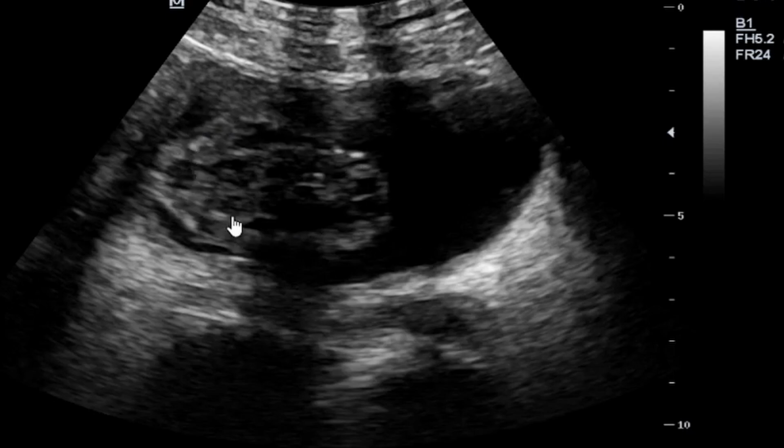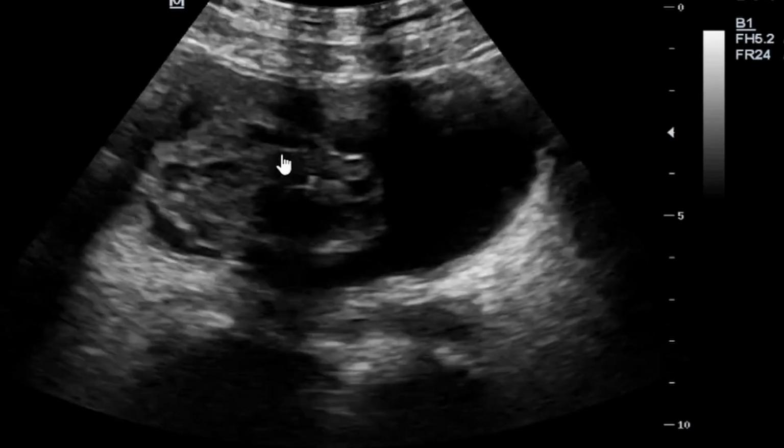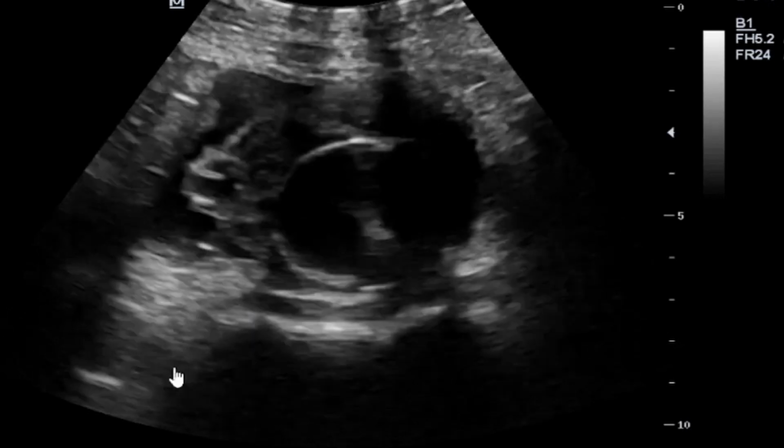So this lesion that you can see here was forming around the catheter bulb. You can see the catheter bulb that we have here, and you can see that this lesion is forming around it. This lesion has no direct communication with the walls of our urinary bladder, as you can appreciate from this.